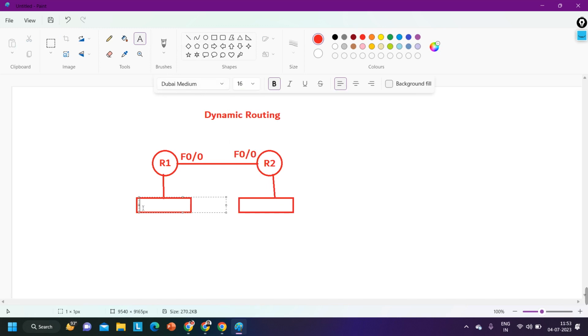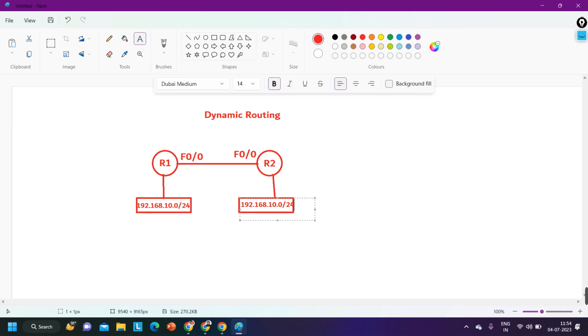Here let's say my network is 192.168.10.0/24. Let me reduce the size, hope the text is visible to you. Is it visible, guys? Yes. Copy it.